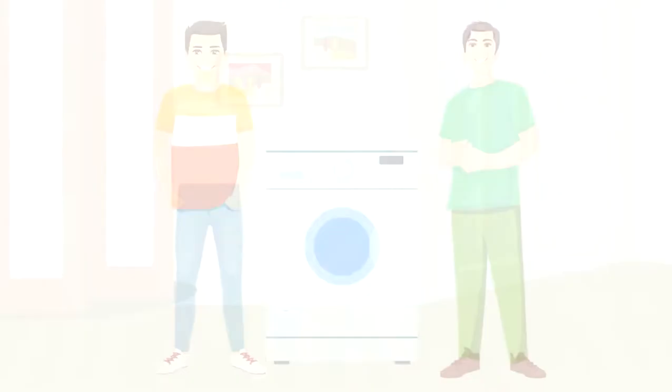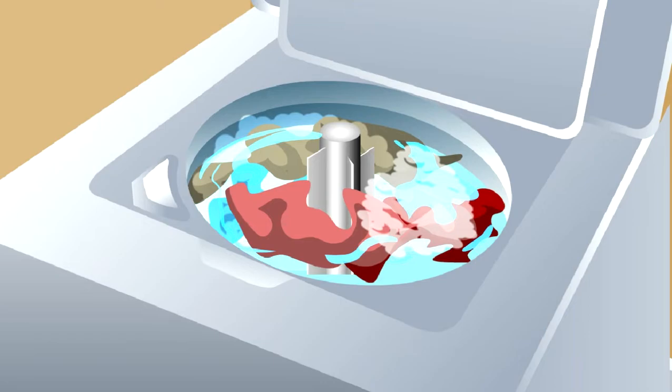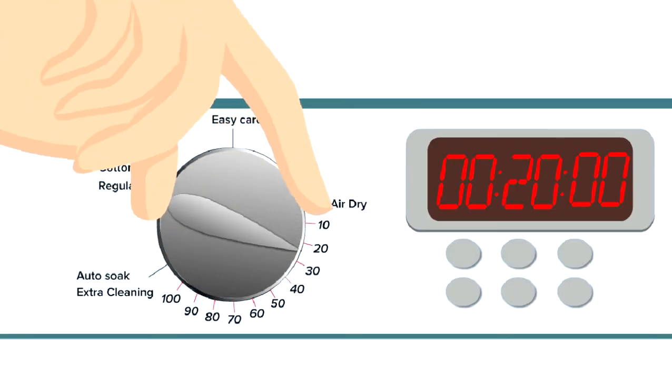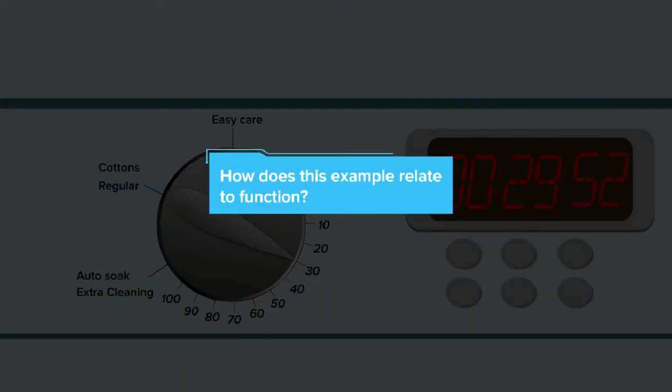So later on, my friend and I contributed to purchase a washing machine. All it needed as input were the clothes, water, and some information like washing duration, etc. All the steps that we used to perform manually were now being handled by the washing machine. Now, you might be thinking how this example relates to function.